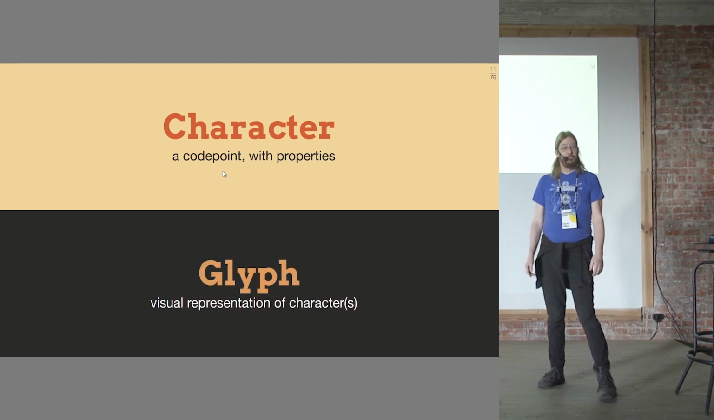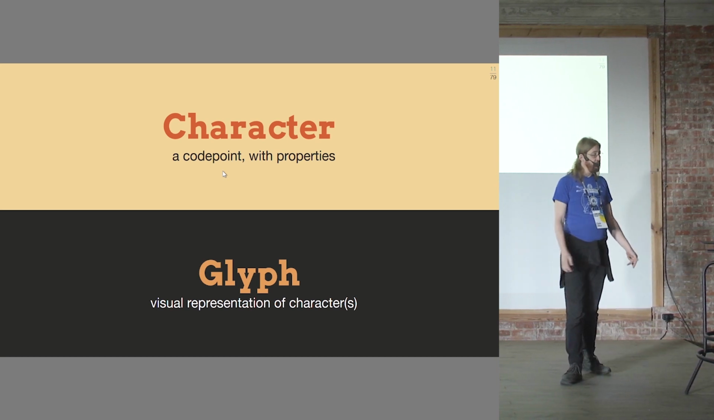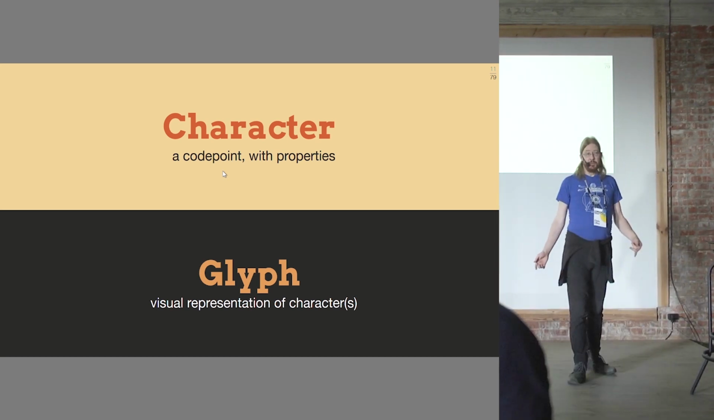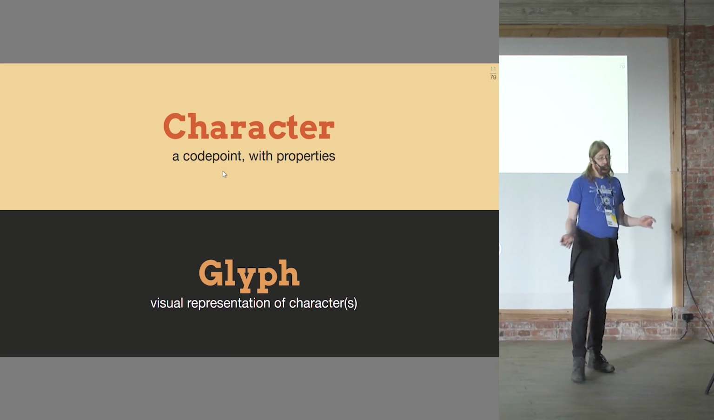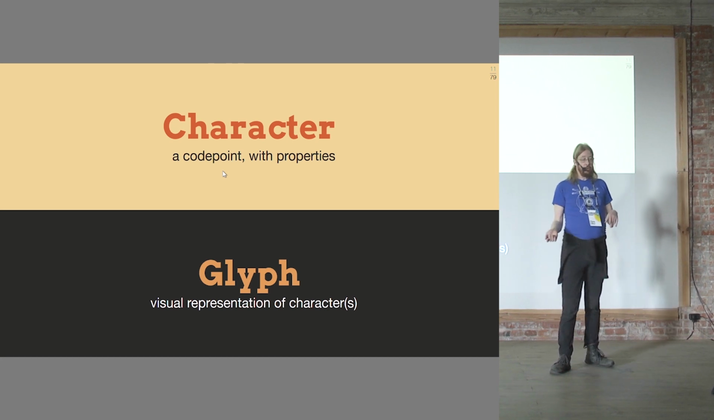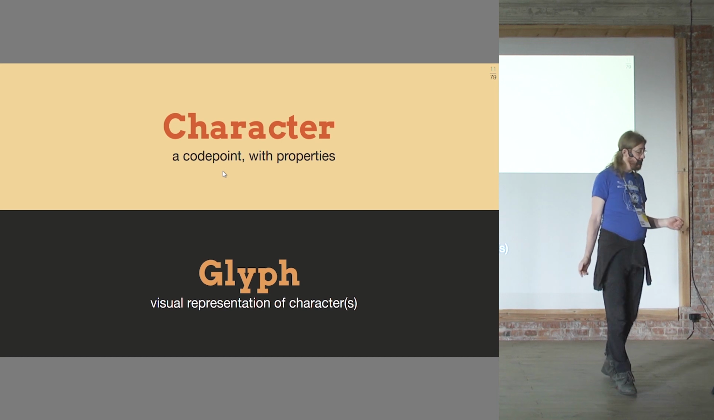A glyph is the visual representation. It's what you see on a web page, it's what you see in print. You can have characters without glyphs. For example, if you happen to be blind and you're using a text-to-speech converter, you're having the characters read to you and converted to audio, but then you're not using glyphs.